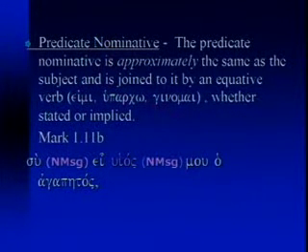As we go back to the example, you'll see what I'm talking about here. Su is your subject here. It's the pronoun for you. It's followed by eimi, which is your equative verb. You are, and then notice huios. Huios is a masculine noun in the second declension. You would expect that to be a nominative. But it's in a place where you would expect the accusative.